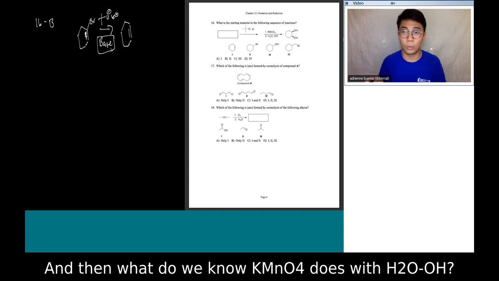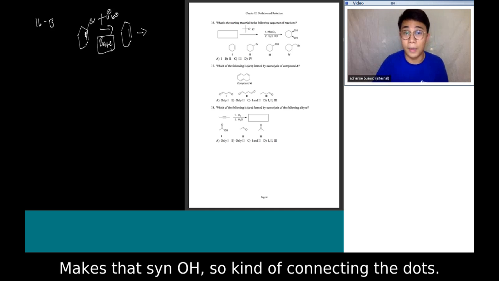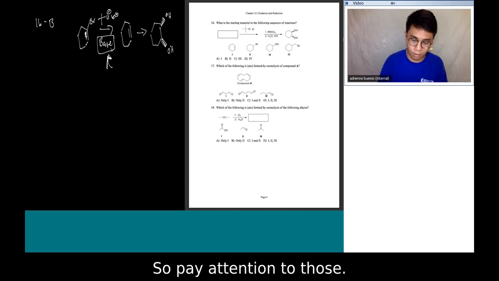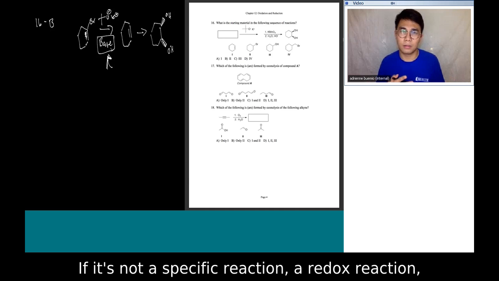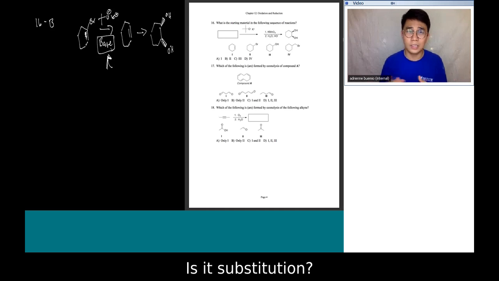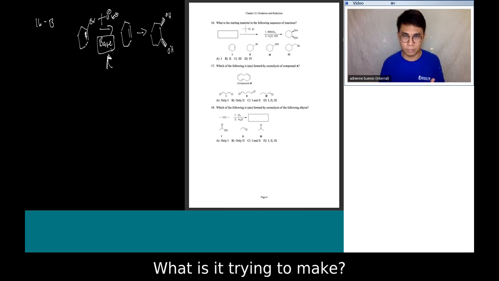And then what do we know KMnO4 does with H2O, OH? Makes that syn diol. So kind of connecting the dots, right? So nothing too crazy. You'll see this base used a lot, right, to make that double bond. So pay attention to those. If it's not a specific reaction, a redox reaction, and it's kind of like, why are they using this? Well, just think: is it substitution? Is it a base? Is it elimination?